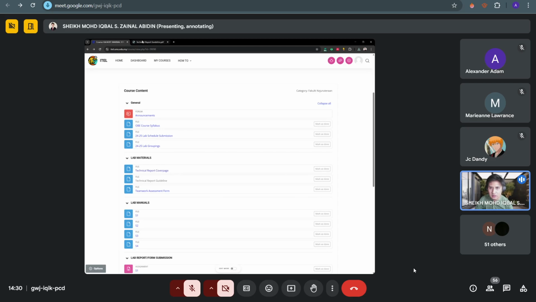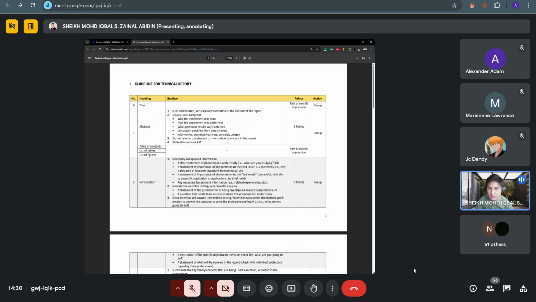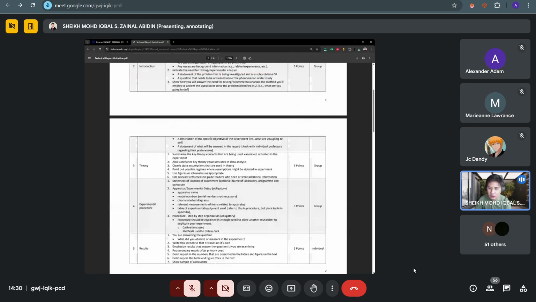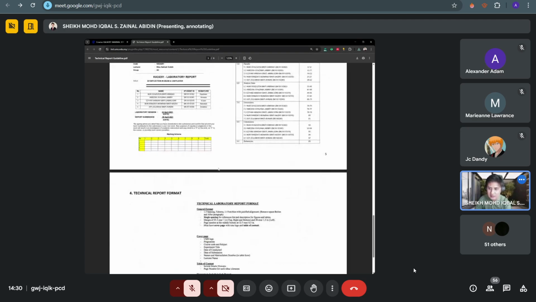And then the technical report guideline, all right? So this is the lab report guideline. So just follow this one, read it slowly, digest it, understand it, and draft your lab report revolving around this guideline here.